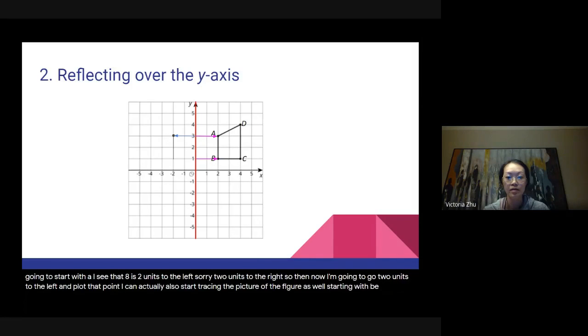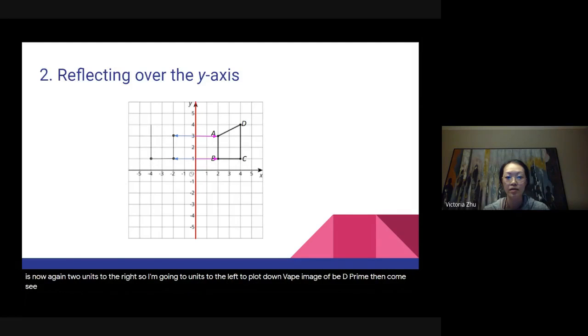Starting with B, I see that B is again 2 units to the right. So I'm going to go 2 units to the left to plot down the image of B prime. Then comes C. C is 4 to the right, so the image is going to be 4 to the left. And D is also 4 to the right, so 4 to the left for D prime. And here we have it, A prime, B prime, C prime, and D prime.